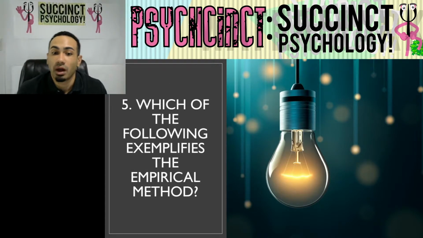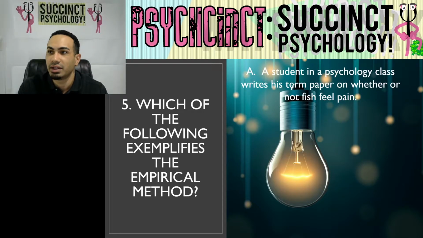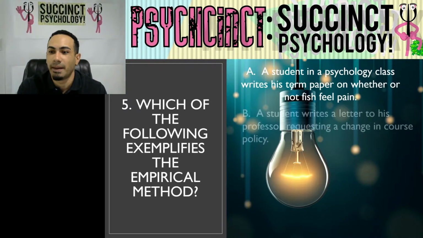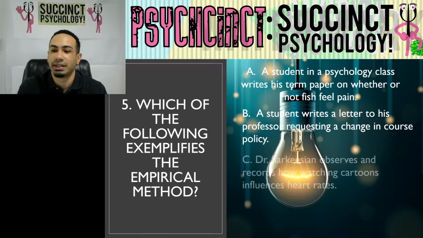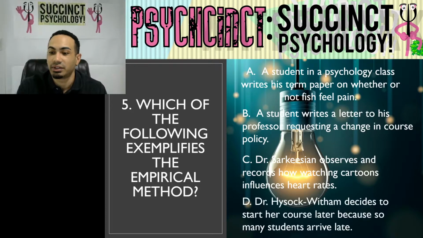All right, which of the following exemplifies the empirical method? A, a student in a psychology class writes his term paper on whether or not fish feel pain. B, a student writes a letter to his professor requesting a change in course policy. C, Dr. Sarkeesian observes and records how watching cartoons influences heart rate. Or D, Dr. Isaac Witham decides to start her course later because so many students arrive late. Alright, this is a little loaded. Answer choices are a bit longer, so let's think about this. Exemplifies the empirical method.